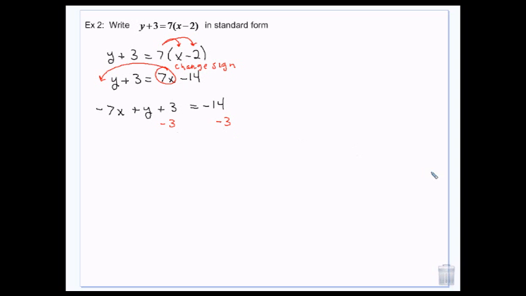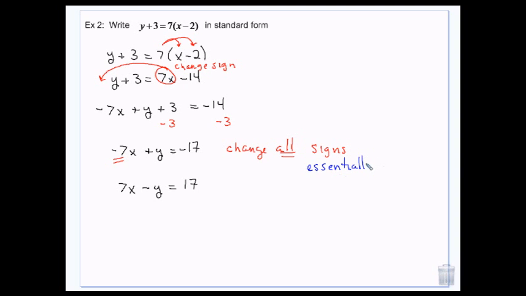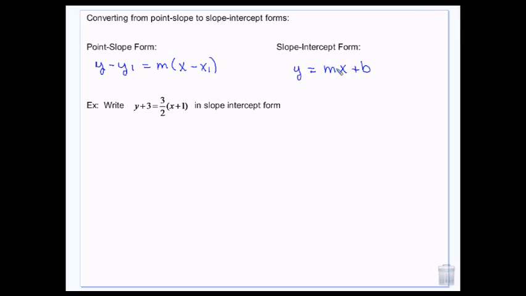I'm going to subtract 3 from both sides. Negative 7x plus y equals negative 17. But I'm not allowed to have a negative here. So I change all of the signs. So this becomes 7x minus y equals positive 17. Essentially, what you're doing is multiply everything by negative 1. I hate these negative and positive numbers. Convert from here to here.